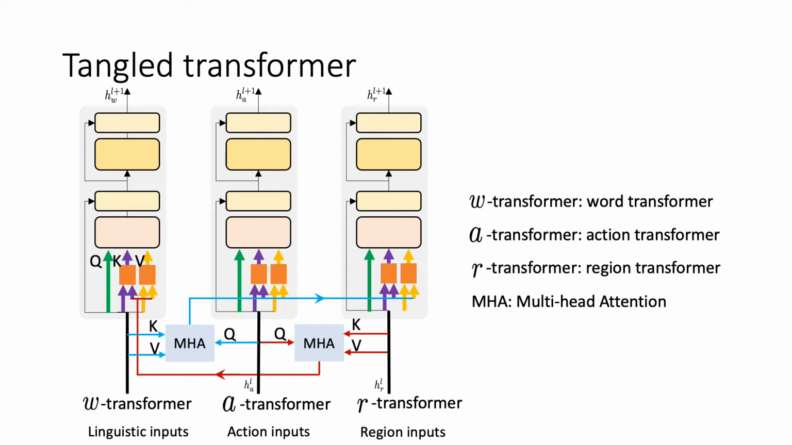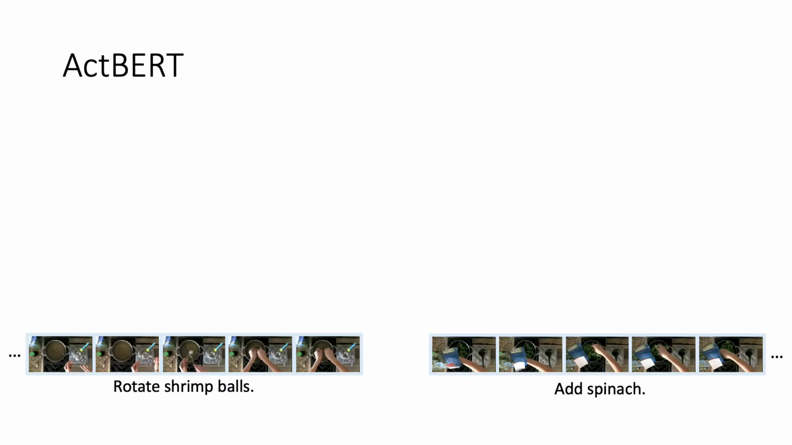In this way, our entangled transformer utilizes a global cue to guide the selection of local hints from linguistic and visual features. Equipped with entangled transformer, I will now introduce the details of ActBERT training. Here are two clips. The first clip is with description rotate shrimp balls. The second clip is with the description add spinach.